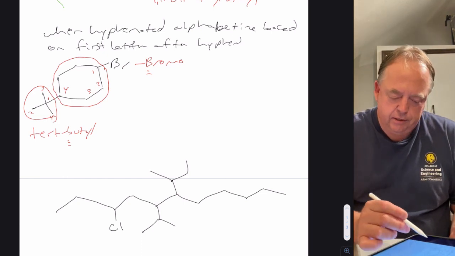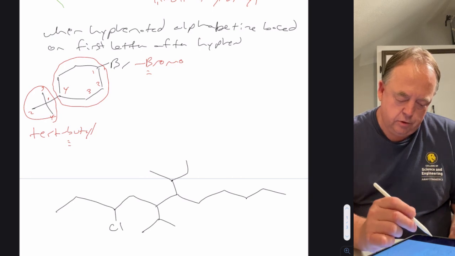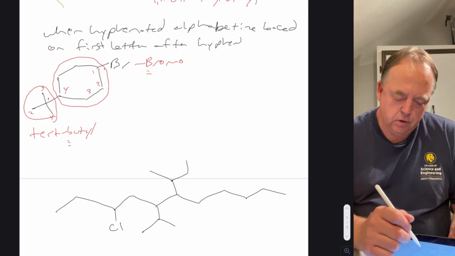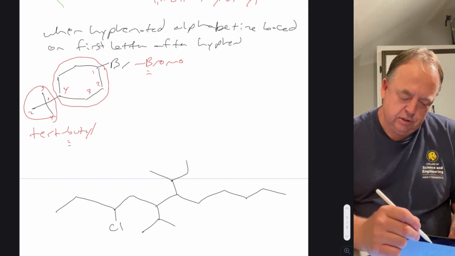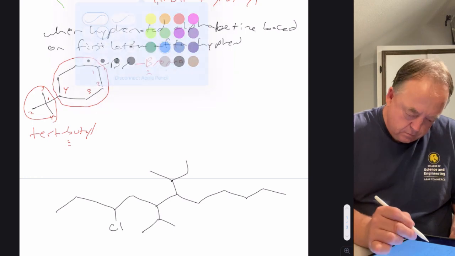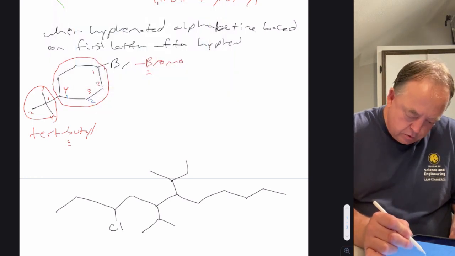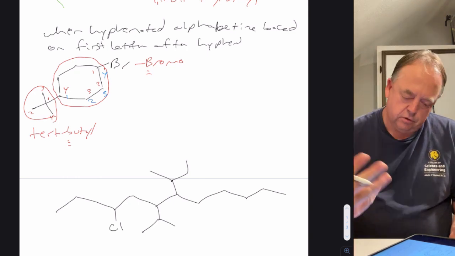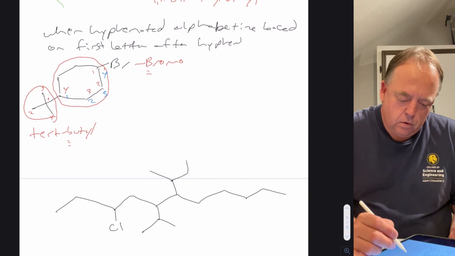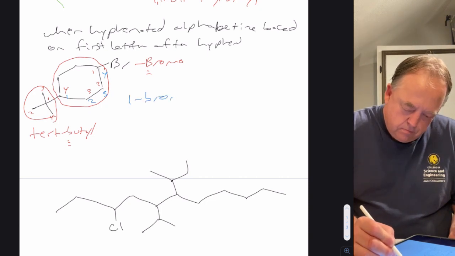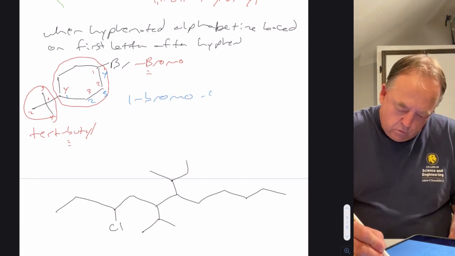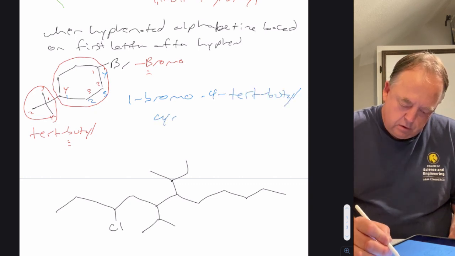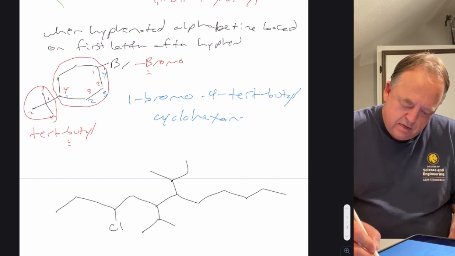And so again, when you have rings, you always start numbering at one of the substituents. So you either start numbering at the carbon with the bromo or the carbon with the tert-butyl. And since you would get 1, 4 either way, right? If you numbered here 1, 2, 3, 4, either way it's 1, 4. And so then you resort to the alphabet. So since bromo comes first in the alphabet, it gets number 1. So there would be 1 bromo, and then 4 tert-butyl, and cyclohexane.